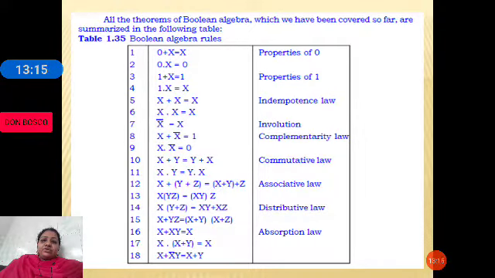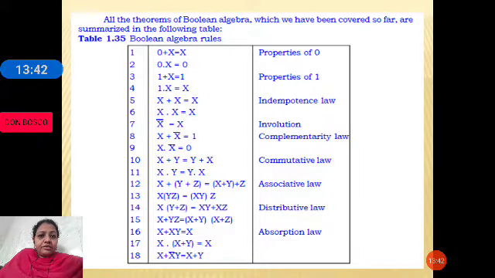Then we have the involution law. The involution law says that if a variable is complemented 2 times, it is same as the variable. Then we have complementary laws. The complementary law says that if a variable is ANDed with its complement, it is equal to 0, and if ORed with its complement, x plus x bar is equal to 1.